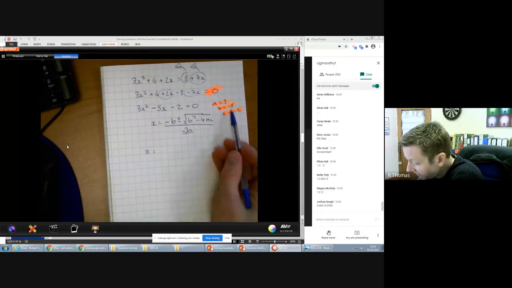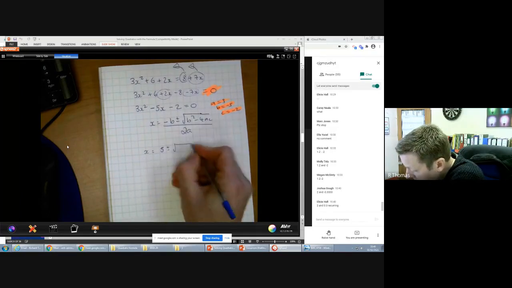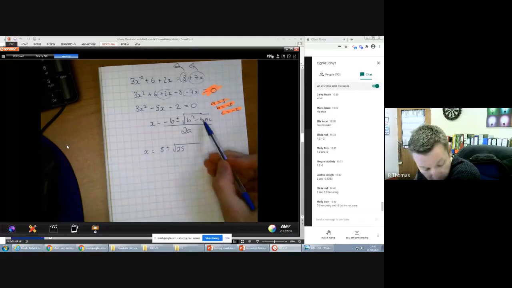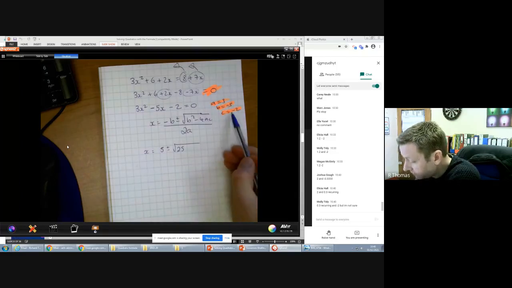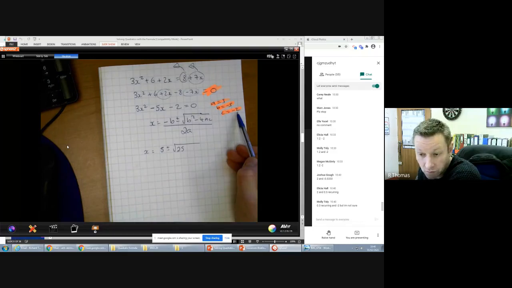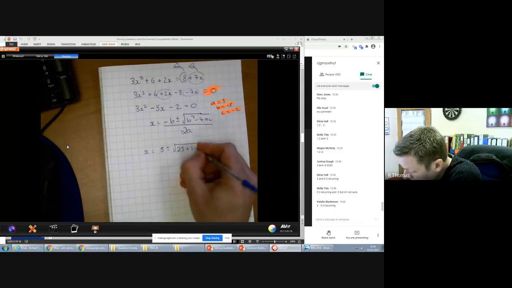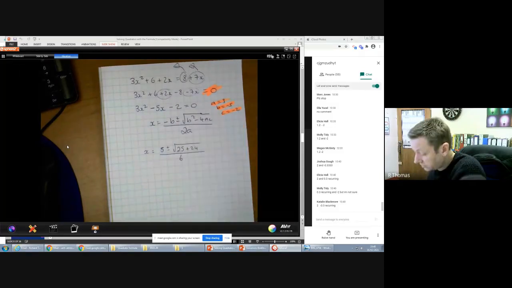Right, B is minus 5, so minus B is plus 5, plus or minus. Right, minus 5 squared is 25. 4 3s are 12. 12 times minus 2 is minus 24. Minus minus 24 is plus 24. And all of that is over 2 3s, which are 6.